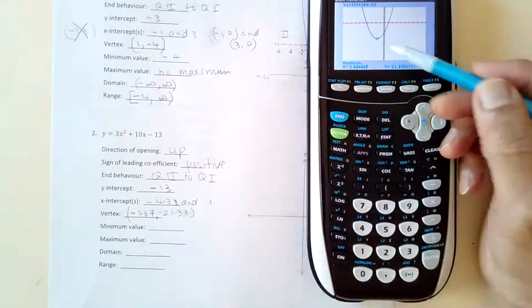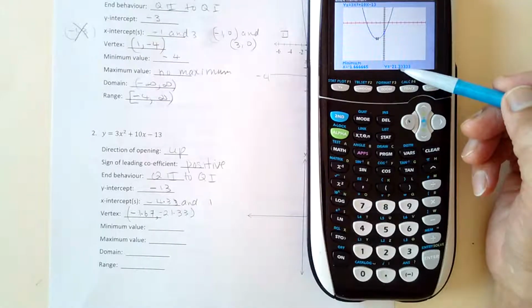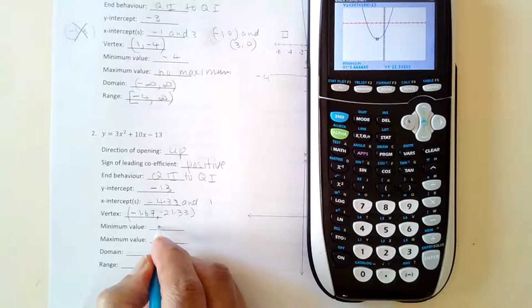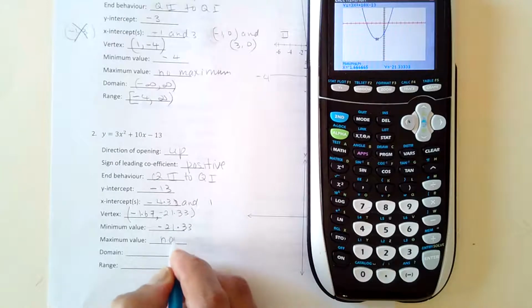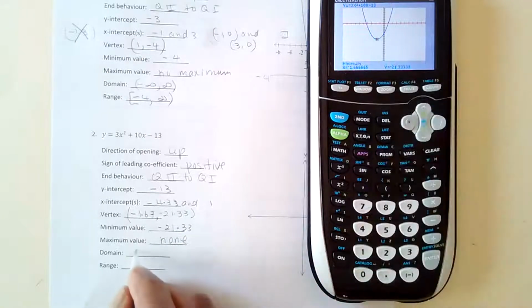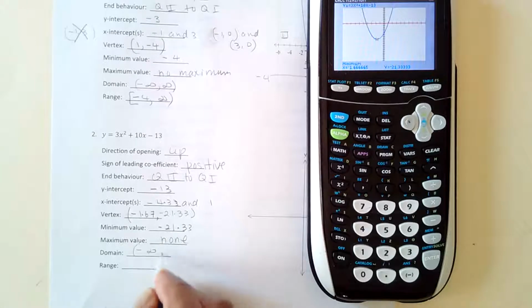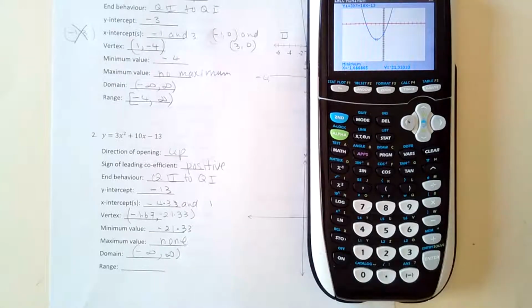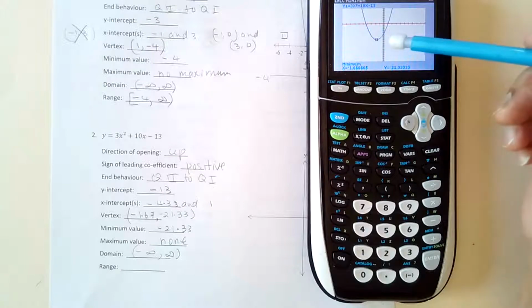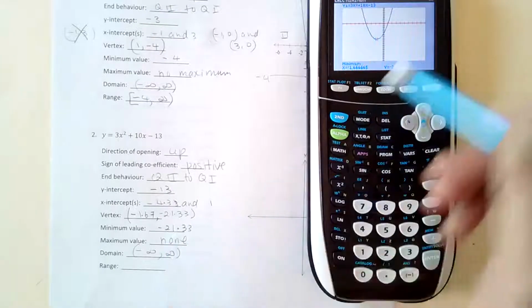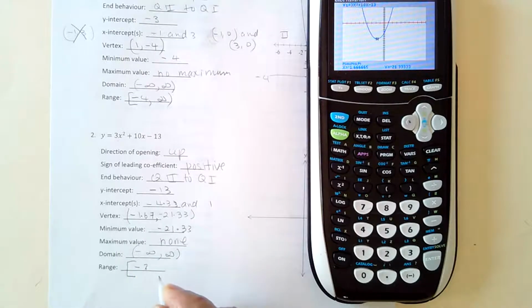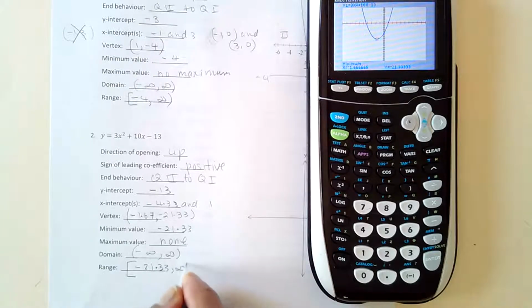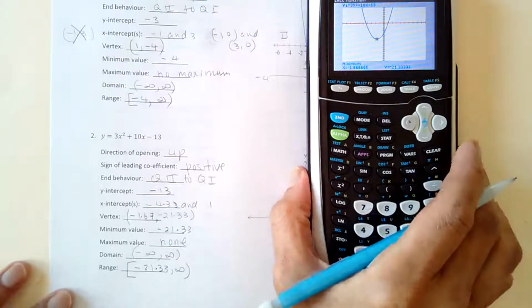The minimum value is the y value of the vertex. The minimum value is negative 21.33. There's no maximum. The domain is all of the real numbers, negative infinity to infinity. The range is from your minimum, negative 21.33, to infinity, and it includes the minimum.